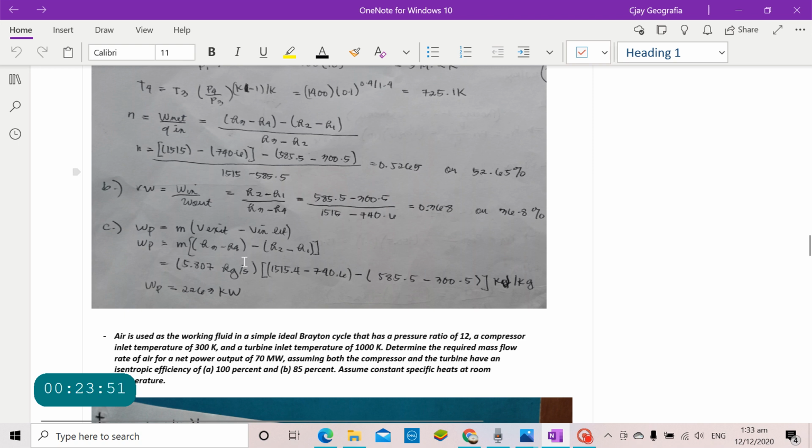This work ratio, PMV exit, is also using the jet engine, but you can use this because, as we see, we are in a Brayton cycle and it is accurate to use. Manipulate, find the mass, because we know the mass already, so put it here, then put in the values of h, and you will get the work power of 2263 kilowatts.